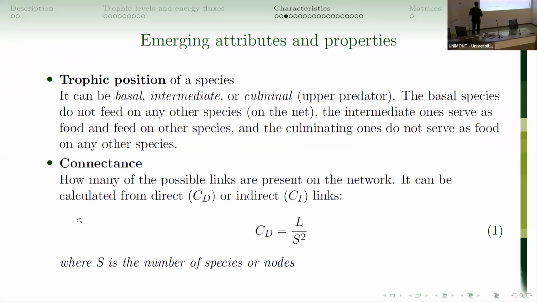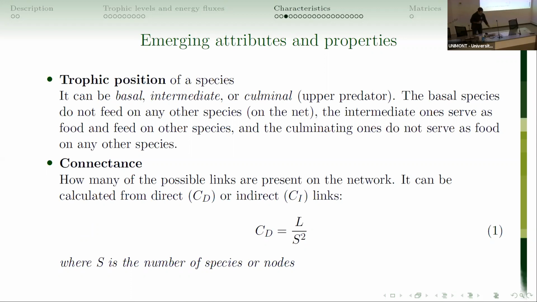Okay, then connectance is a very important attribute. I think it's the most used attribute when describing food webs. Basically it is how many of the possible links between species actually exist in the food web. So L is the number of links, which can be direct or indirect. Let's stay with the direct links. It's the number of links, L, divided by the number of species squared, right?